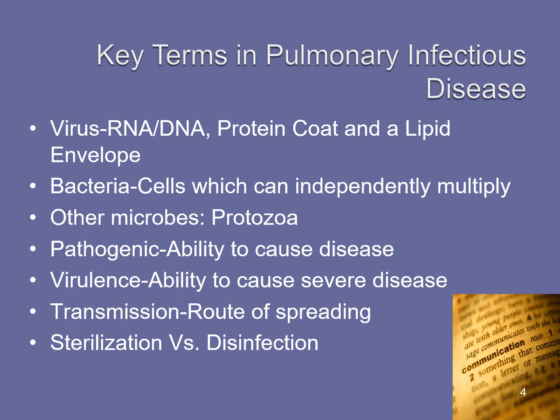Now let's take a look at some key terms when we're focusing on pulmonary infectious disease. We have a virus, one type of microbe, which is really kind of a simple, potentially deadly, but fairly simple microbe. It's an RNA or DNA strand with a protein coat in a lipid envelope. It in and of itself cannot multiply. It needs a host. Bacteria, on the other hand, are cells which can independently multiply.